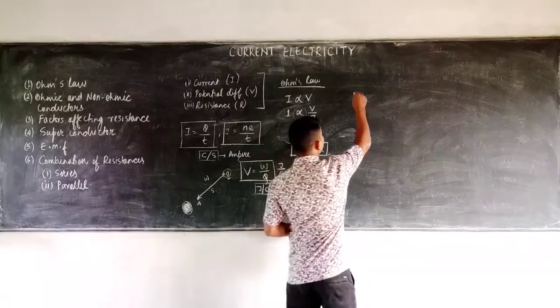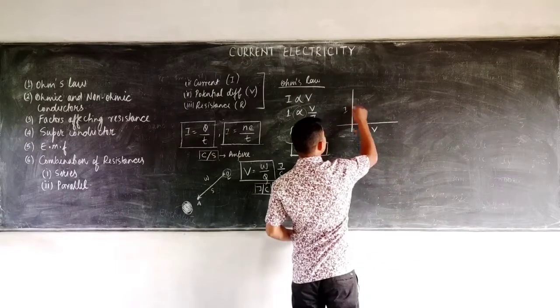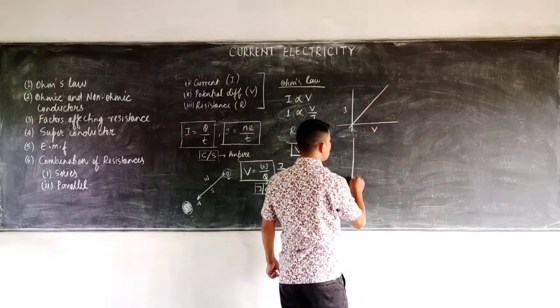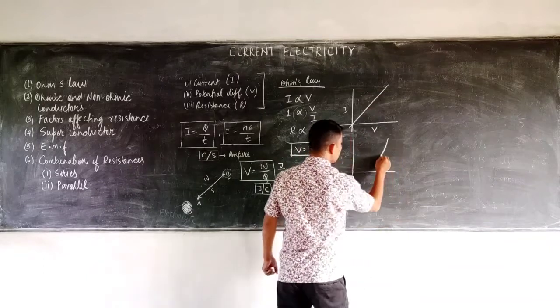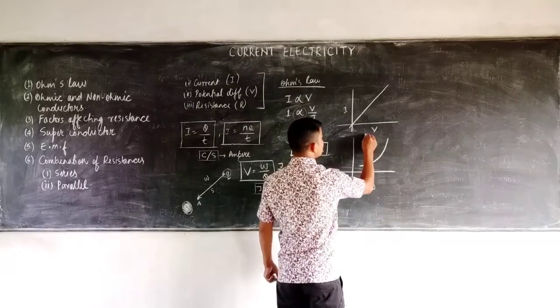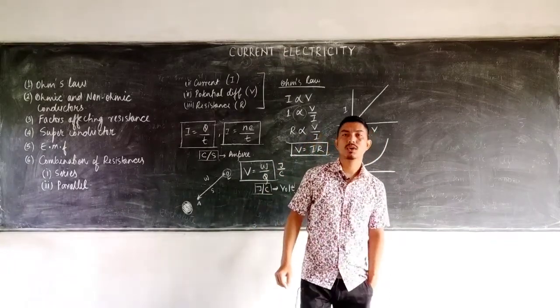So if I plot a graph for the ohmic conductor, if I plot the V versus I graph, it will be a straight line passing through the origin. But in case of a non-ohmic conductor, it will be a curve which will not pass through the origin. So this is the non-ohmic conductor and this one is the ohmic conductor. So that is the simple difference between the ohmic and the non-ohmic conductor.